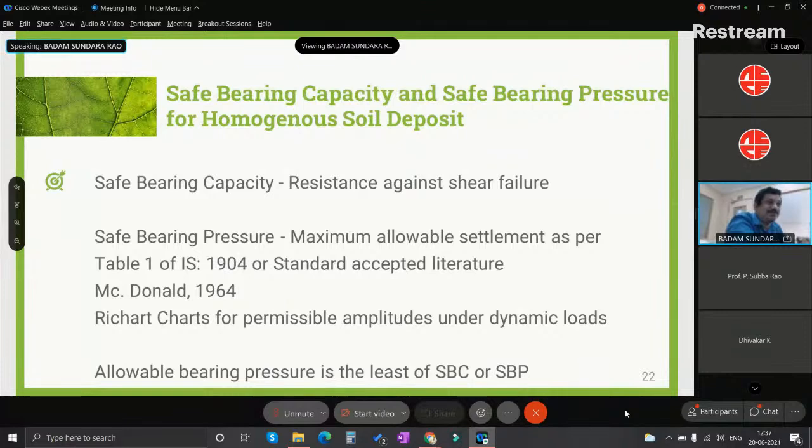This is the simple criterion we have for the design of the foundation system. The safe bearing capacity, as we have just explained, is pertaining to a shear failure, and the safe bearing pressure is corresponding to a settlement failure. The settlement will generally be in the form of two settlements. One is total settlement, and the second one is differential settlement.